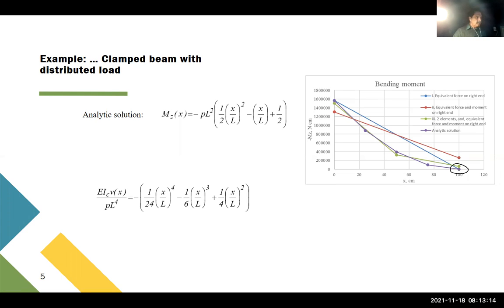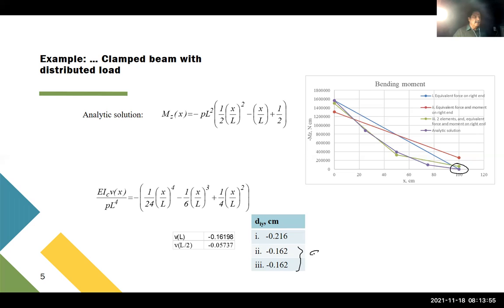This is the function. We integrate these twice. And of course, on the left end, the deflection has to be 0 and the slope has to be 0. And this is what we obtain. And we can proceed in order to compare results for the deflection. This is the deflection using only 1 concentrated force on the right. These two are using the consistent equivalent forces and moment.